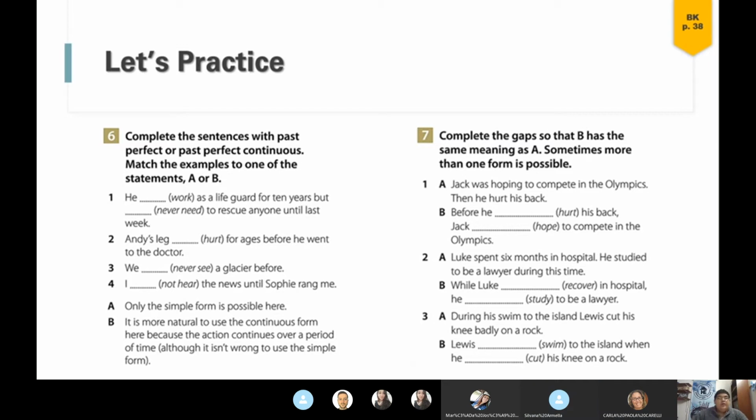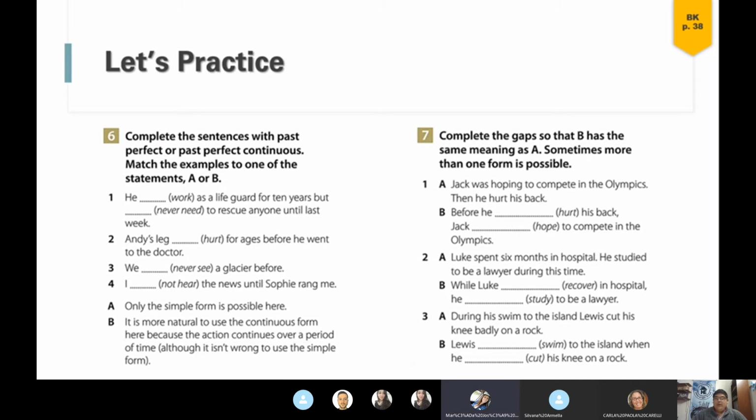So here we have two uses of the past perfect, simple and the continuous. Listen, only the simple form is possible here. In sentence 3 and sentence 4, we can only use the simple form because we have see and hear. And remember that see and hear are state verbs because they refer to the senses, okay? That's why we use them in the simple form. In this case, past perfect simple.